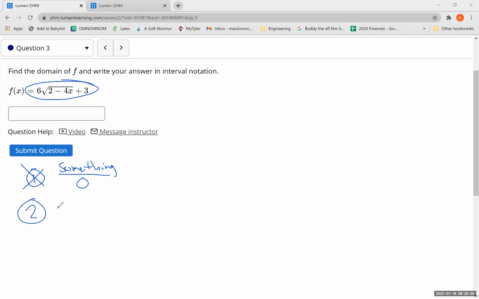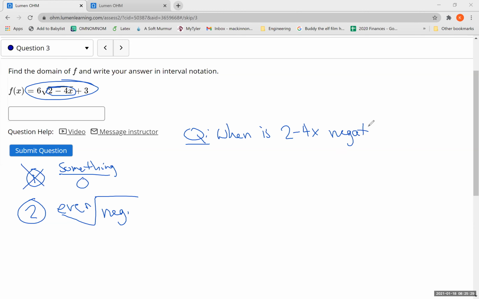Now, in the case of an even indexed radical with a negative under there, that actually is possible. If you take a look at that 2 minus 4x under that square root, it has an even index. I've got to worry about what's going on with that 2 minus 4x. So what I'm really asking is, when is 2 minus 4x negative? To find that out, I'm going to set up an inequality and say, all right, a number is negative when it's less than 0. And now I'm going to go ahead and solve this inequality.